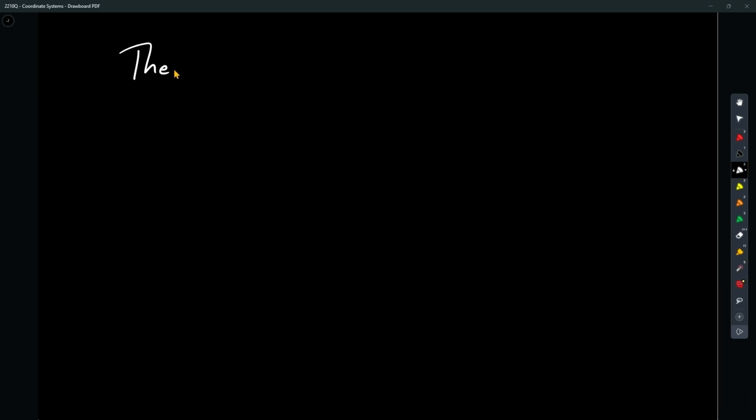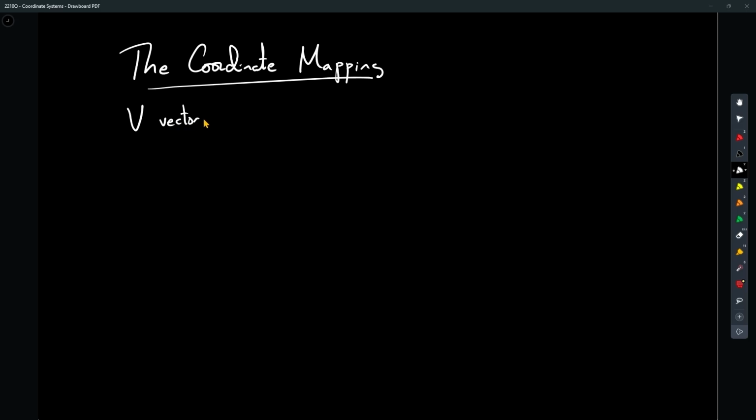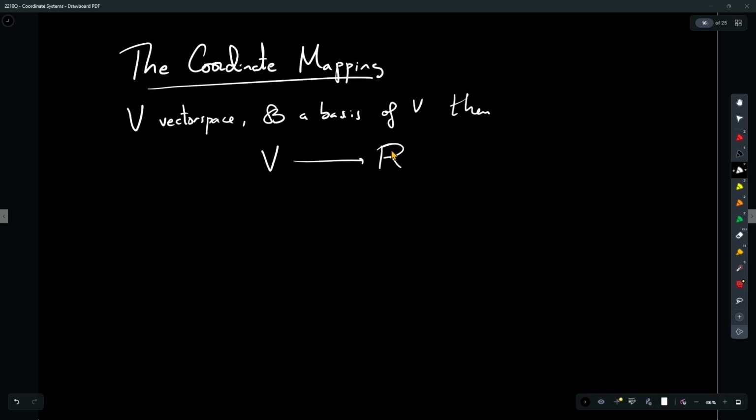So what we have done is just define what we call the coordinate mapping, which is the following. We had V a vector space. We had B a basis of V. And then what we've done is create a map from V to Rn that sends every vector to the coordinates of that vector with respect to the basis B.